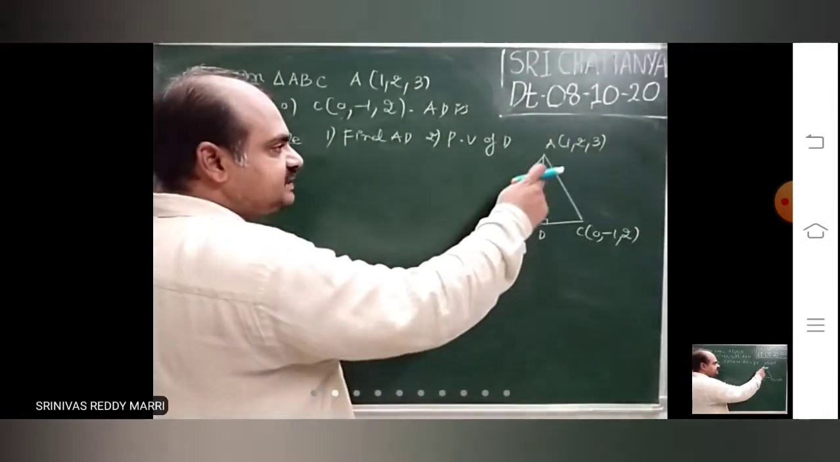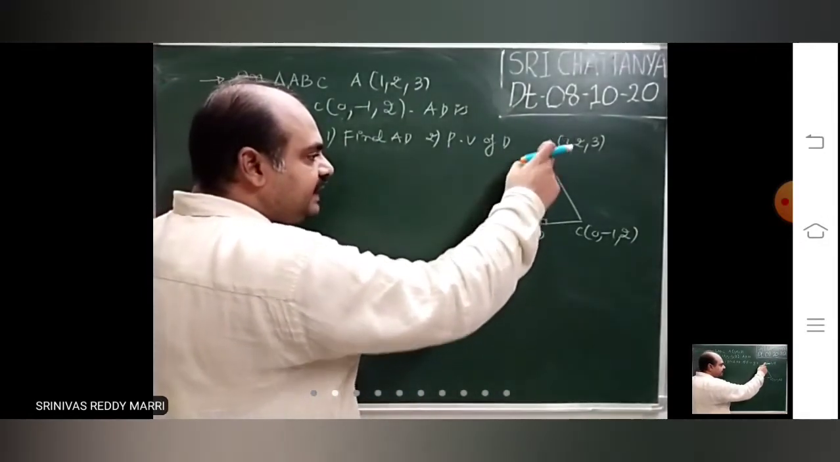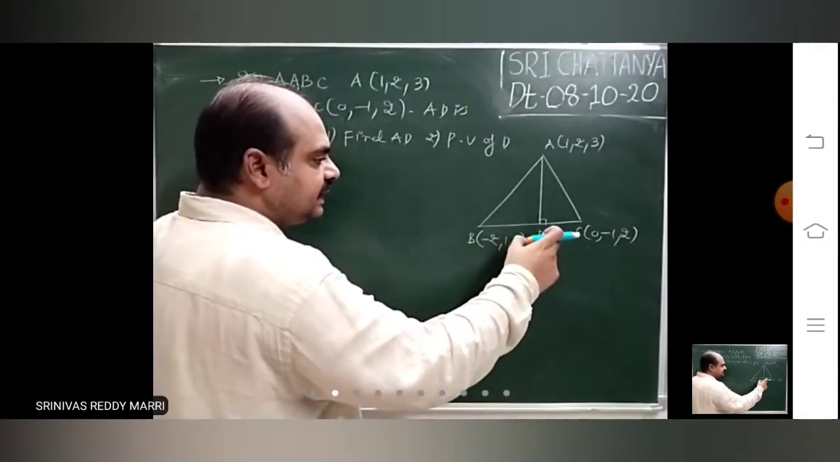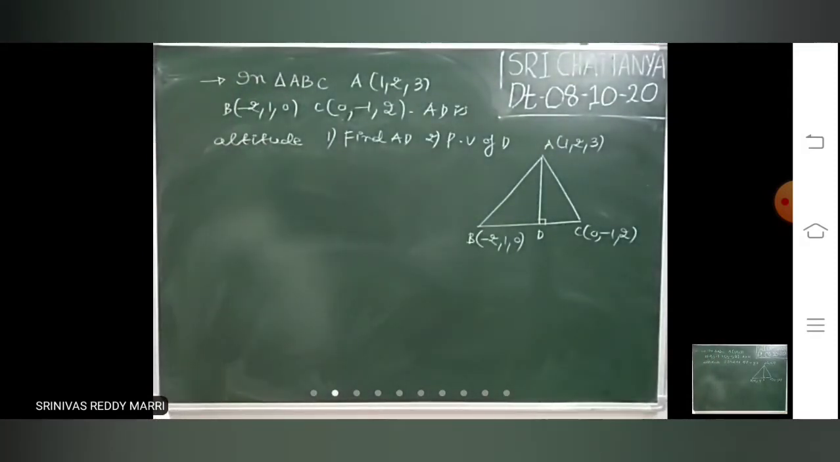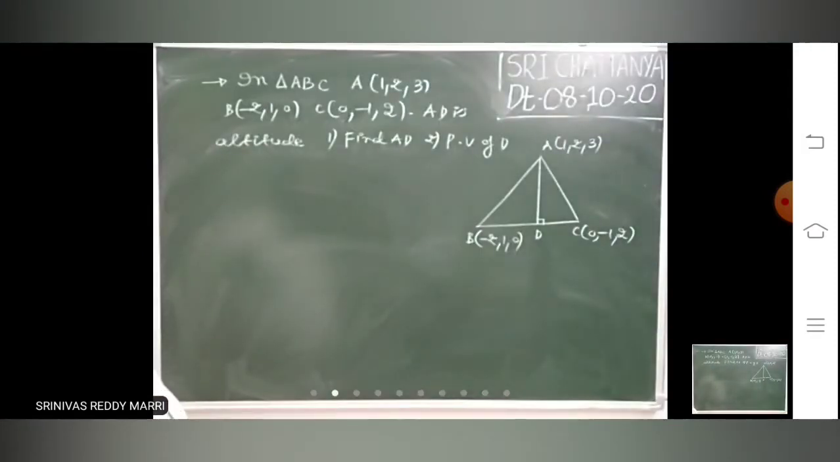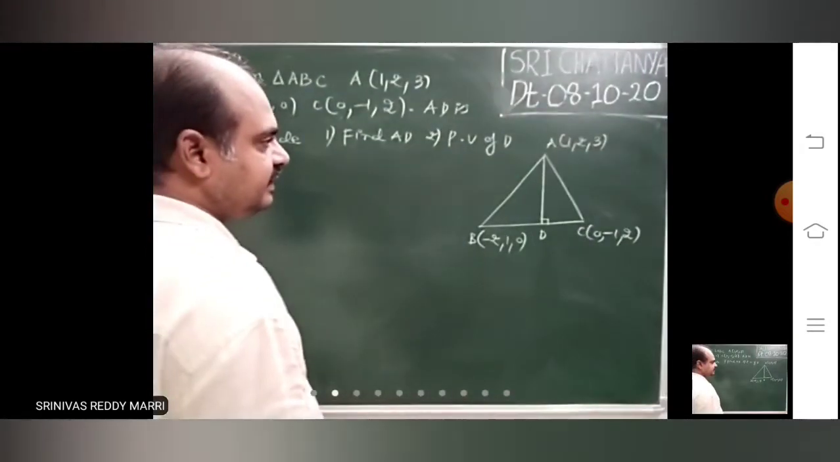So AD length means perpendicular distance from point A upon BC. D is nothing but the foot of perpendicular from A upon BC. That you have to calculate. So for that, yesterday we have learned.